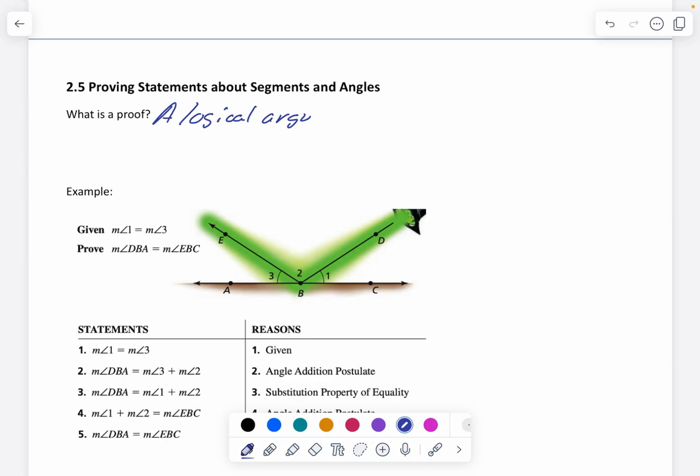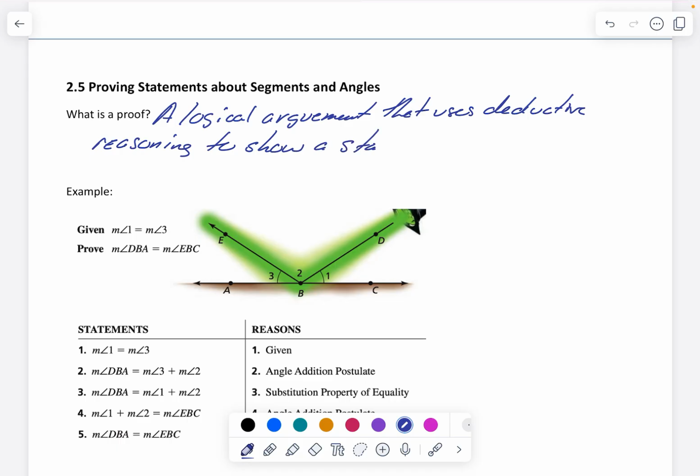argument that uses deductive reasoning to show a statement is true. Because that's what we do. We use deductive reasoning. Everything is very logical. It's a logical argument, and to prove something is true.